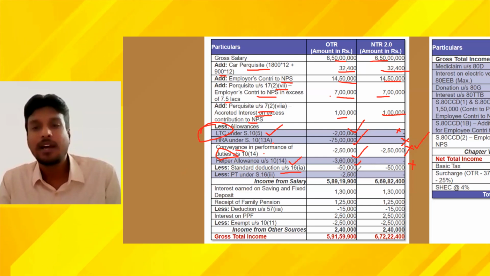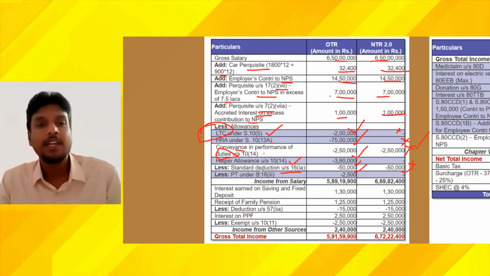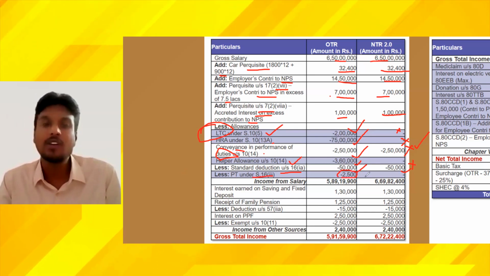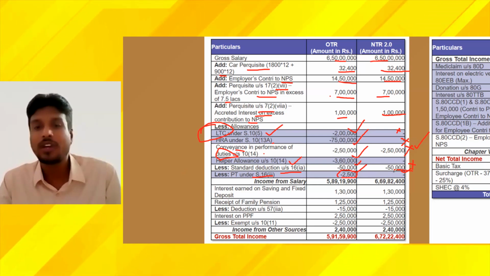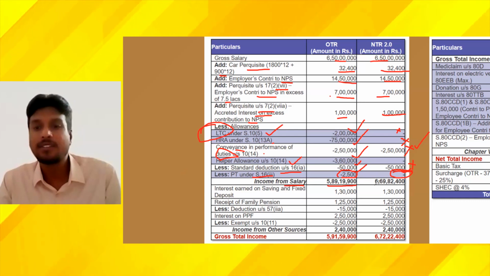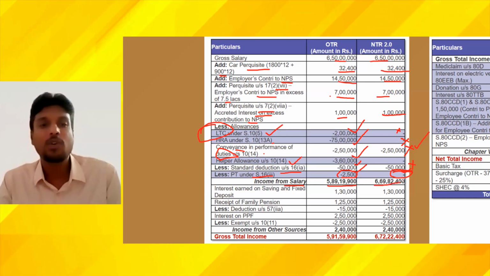Standard deduction is allowed under both, because now we have new tax regime 2.0. PT, professional tax 16.3, is allowed under the old tax regime, not allowed under the new tax regime. By way of this, income from salary is 5 crore 89 lakh under the old tax regime and 6 crore 69 lakh under the new tax regime.